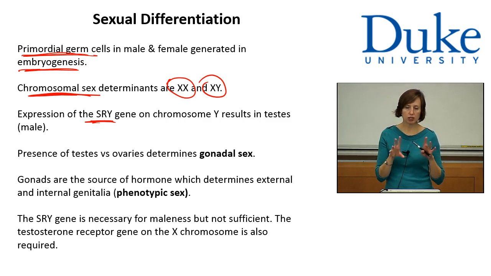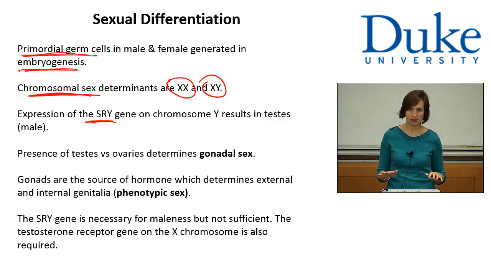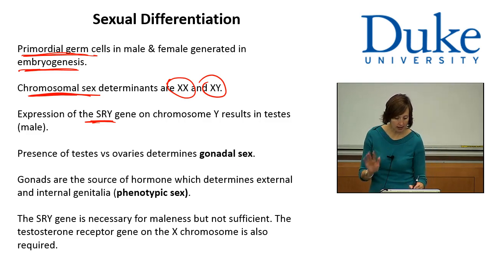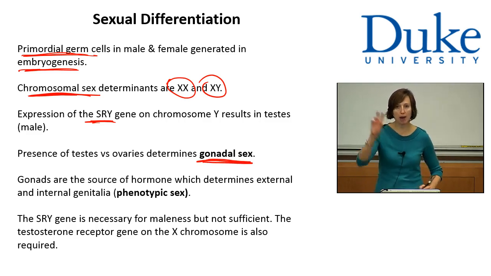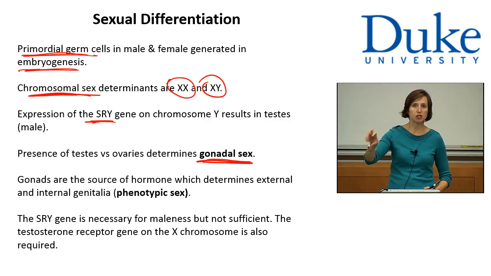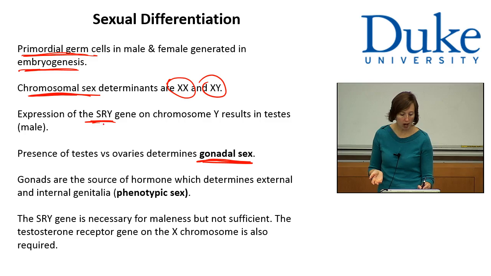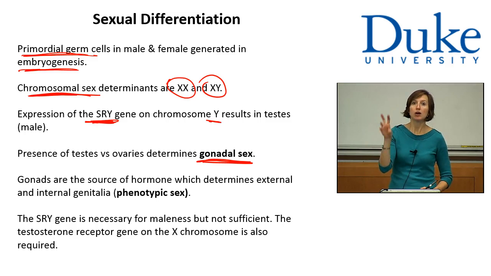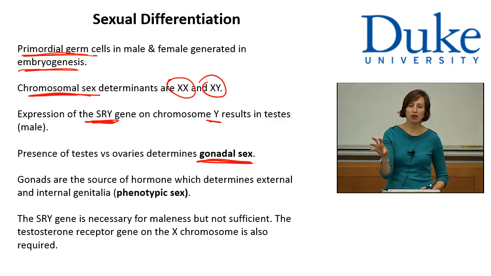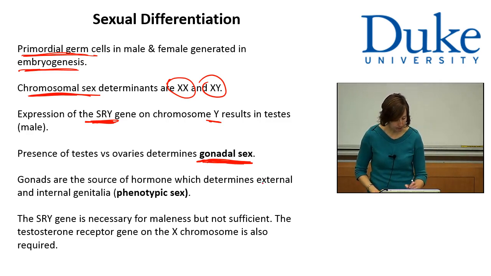Once the decision of having a testis versus an ovary is determined based on XX versus XY, then that will be the gonadal sex. So sometimes the gonadal sex does not match the chromosomal sex. For instance, if the SRY gene is mutated on the Y chromosome, then an ovary will form even though the person has a chromosomal male sex of XY, they can have a gonadal sex that is female.